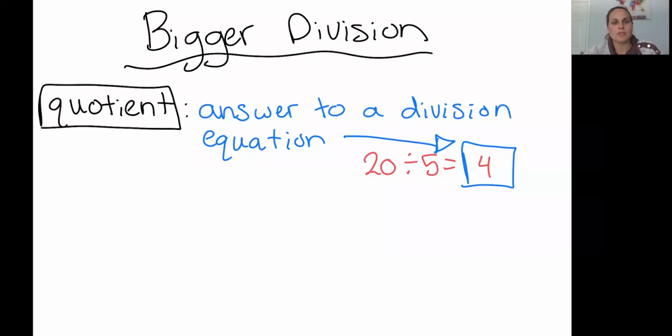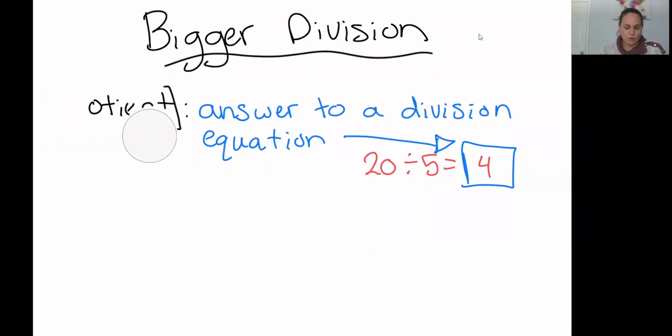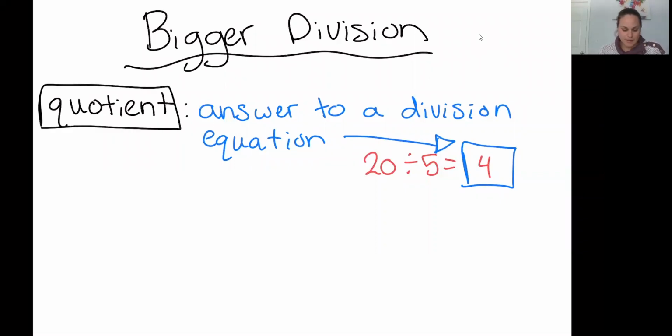So a quick review of the bigger division that we talked about last time is this term of a quotient. It's the answer to a division problem. So we're finding those quotients again today, those answers to division problems. And today they're going to be a little bit bigger.